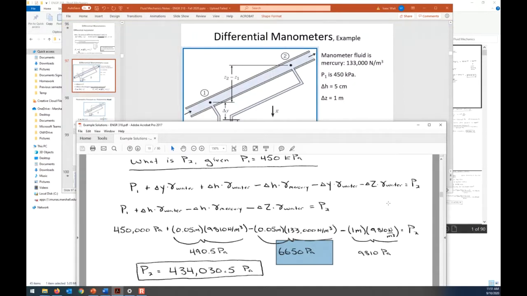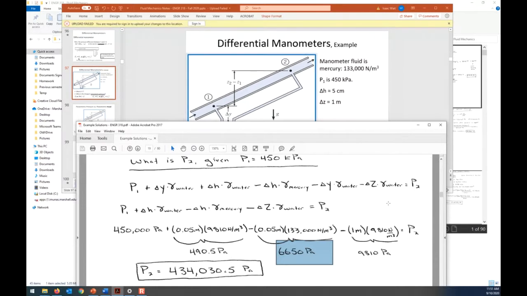Now, what about the change in P? That's the known pressure at 2. So we started with the known pressure at 1. So how much did the pressure change? Well, I've got my calculator app on my phone here. So if the starting was 450, and now it's 434, then that means that the pressure decreased by 16 kilopascals.